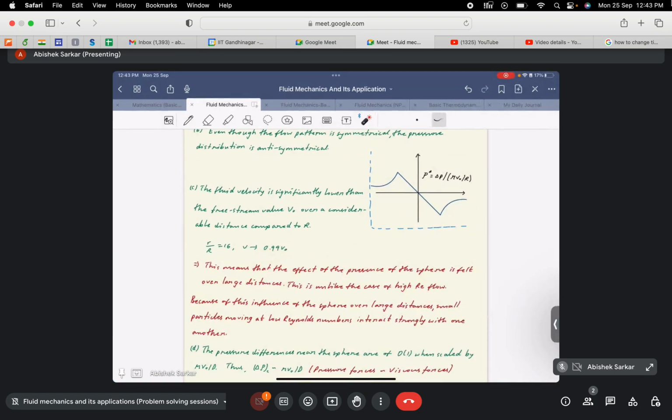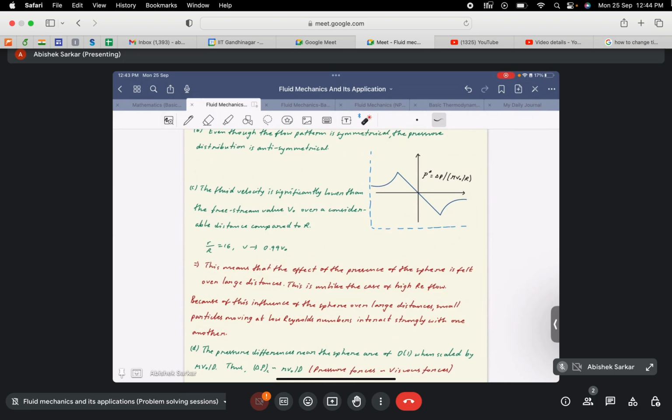Okay, so that's a very interesting thing and quite different compared to the case of high Reynolds number flow, where the viscous region or the boundary layer is much thinner. I mean, it's very thin compared to the low Reynolds number case, where the effects of viscosity are felt over a large region.